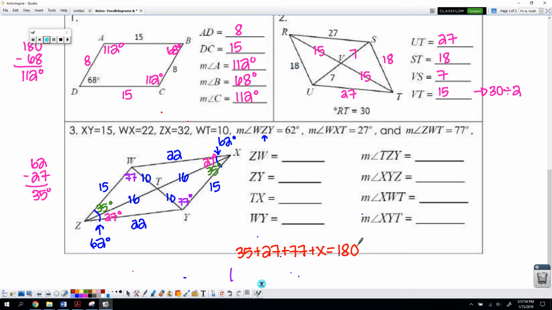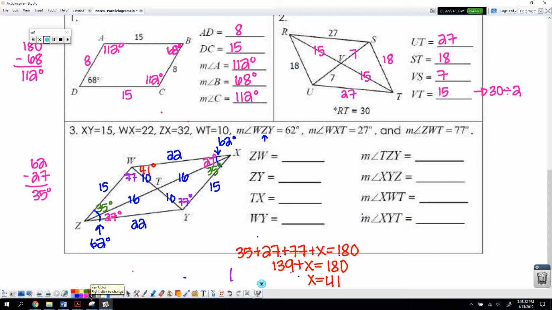Now I'm going to add those. So if I add them, I get 35 plus 27 plus 77, and that's 139, plus X equals 180. If I subtract that, I get X equals 41. That means that my final two angles will be 41. Now all we need to do is fill them out.